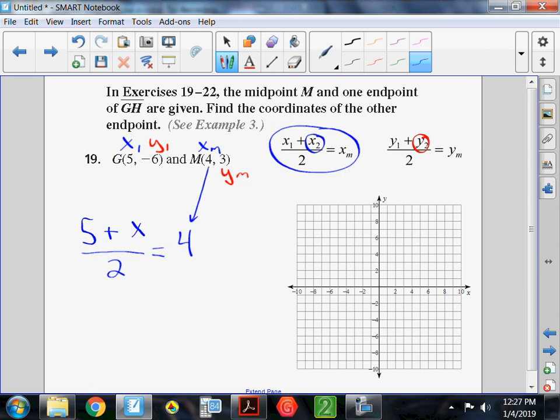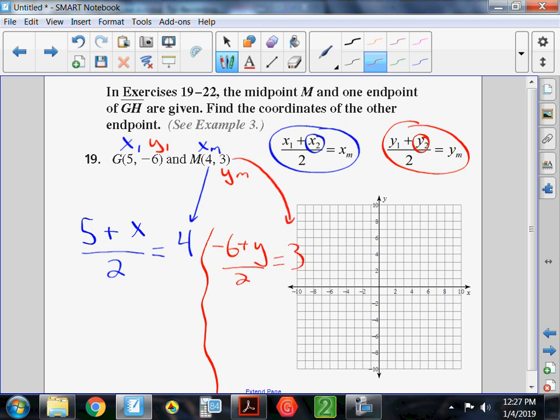I can set up a very similar equation for the Y values using this. Take the two Y values, the Y value that I know, which is -6, the Y value that I don't know, so Y, divided by 2, and that's going to equal the Y value of the midpoint, 3. From here, some students will solve that kind of by thinking through it. For the blue fraction, we know that something divided by 2 has to equal 4, so 8 divided by 2, and you could reason through it that way.